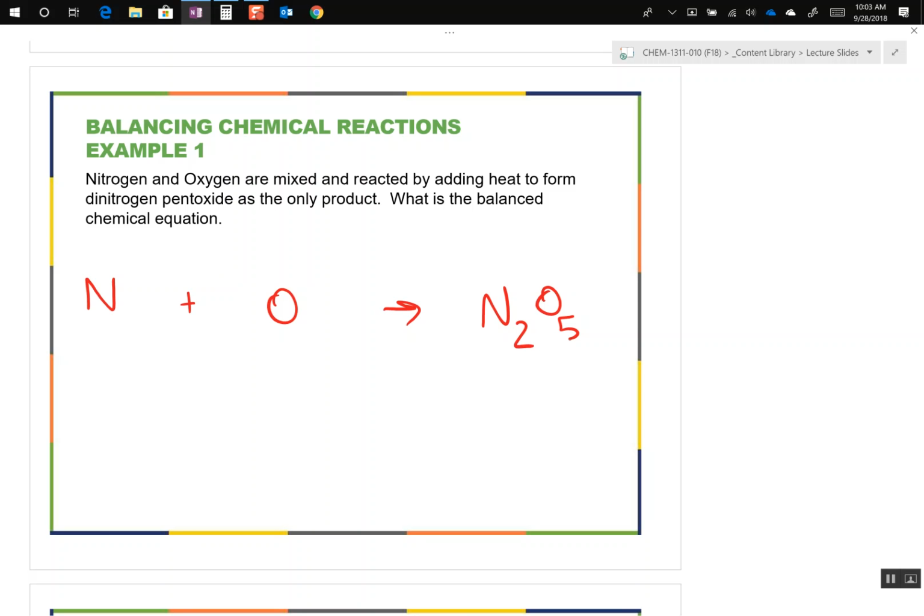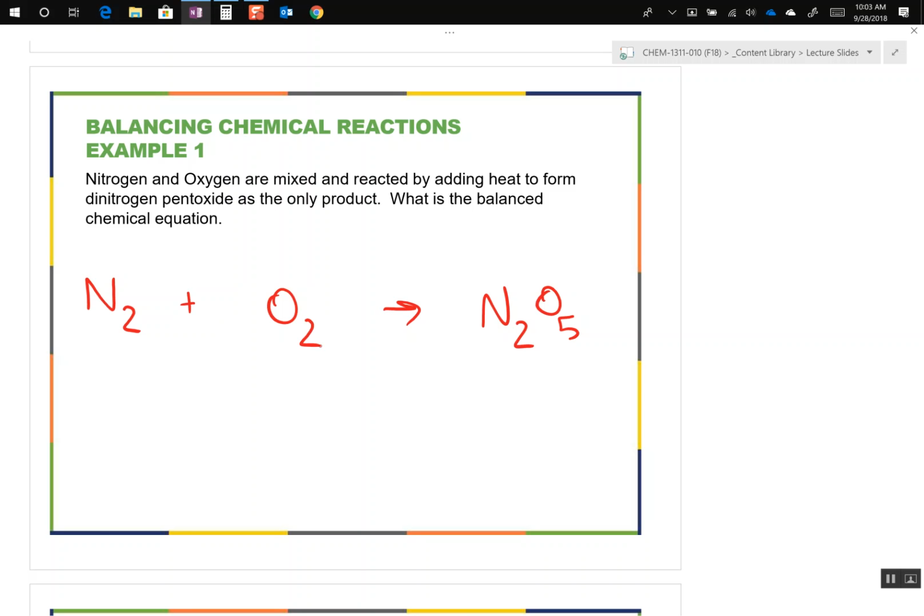Yeah, is this an N? What should it be? N2. Nitrogen also exists as a diatomic molecule. Okay, now I can balance it. Okay, O2, right? There we go. Now I have all my molecules as they should be.